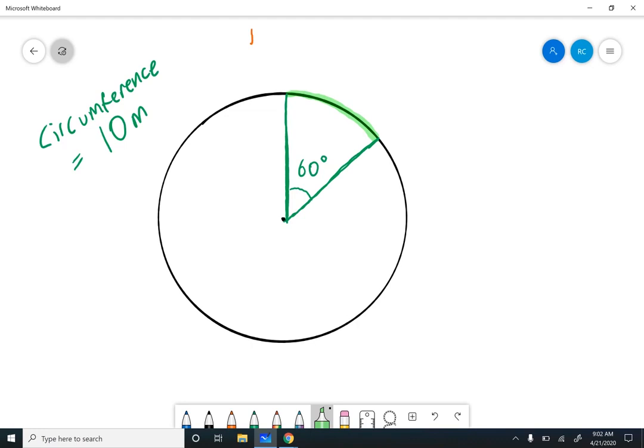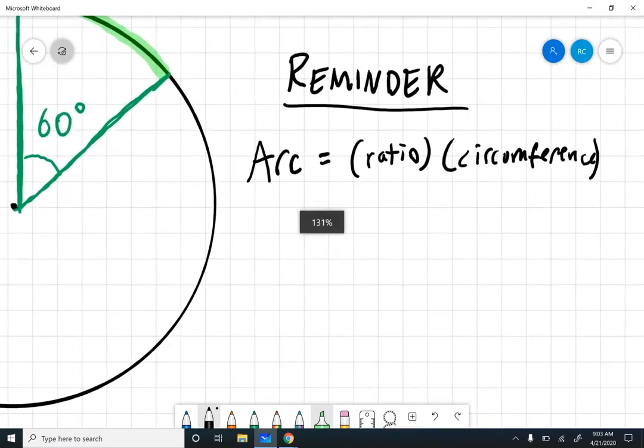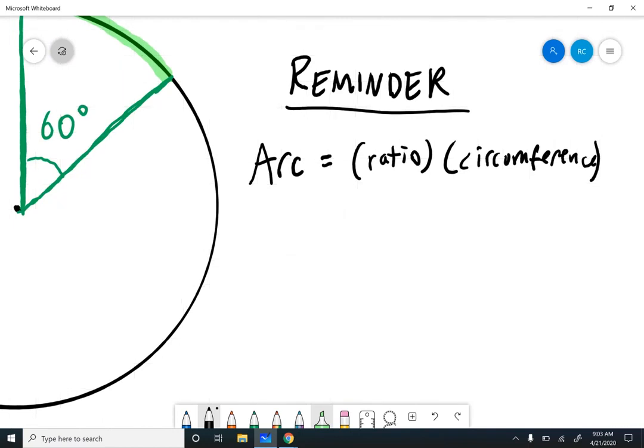Okay? Well, once again, the arc length is the ratio times the circumference. The arc length is the ratio of how much of a circle you have times the circumference of the circle. So we already know the circumference. That's 10 meters. So now we just need to know this ratio.